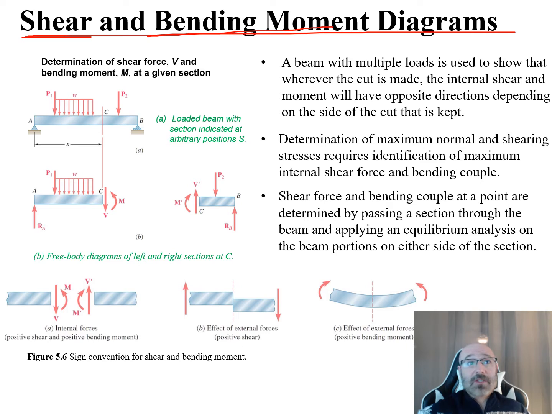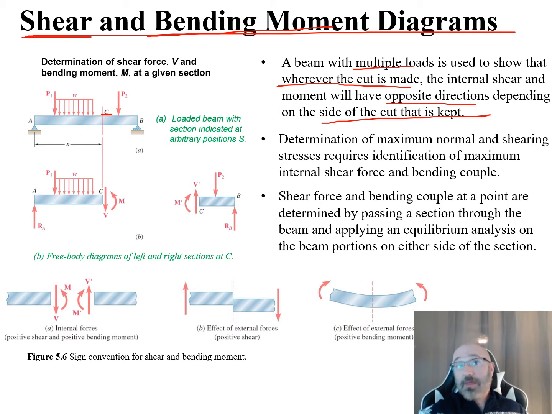So let's just take a look at this example again where we have a beam with multiple loads. This is used to show that wherever this cut is made, in this case at point C right here, there's our cut for our section at C. Wherever this is made, the internal shear and moment will have opposite directions, and this is going to depend upon which side of the cut is kept. So on either side of that cut is going to have these opposite directions.